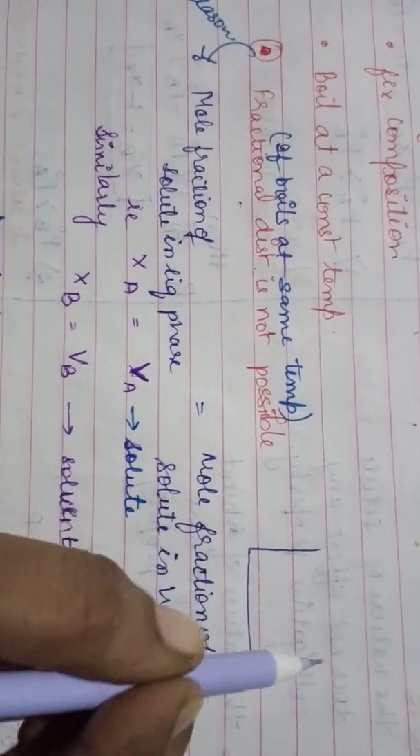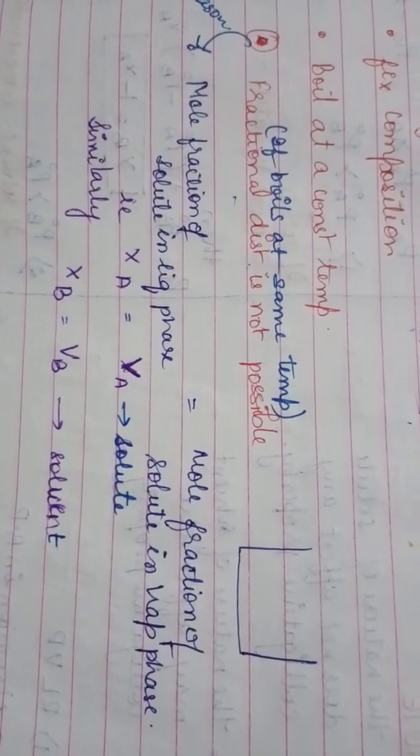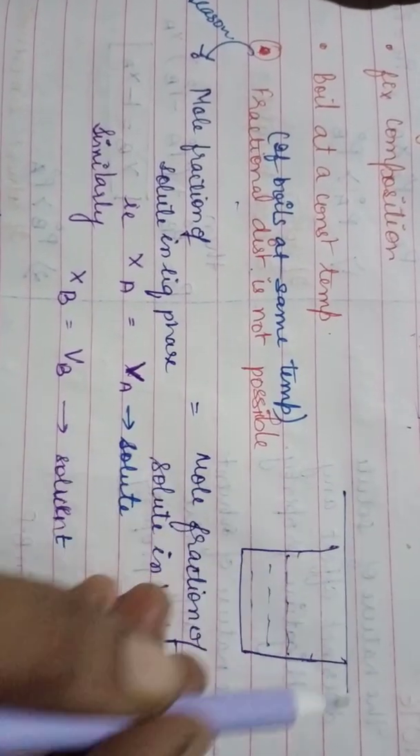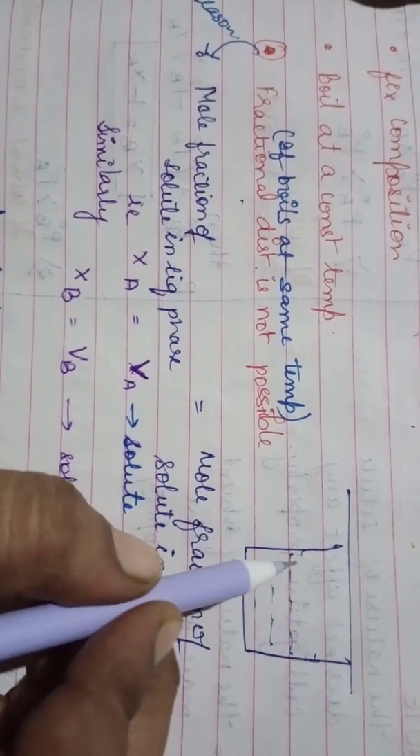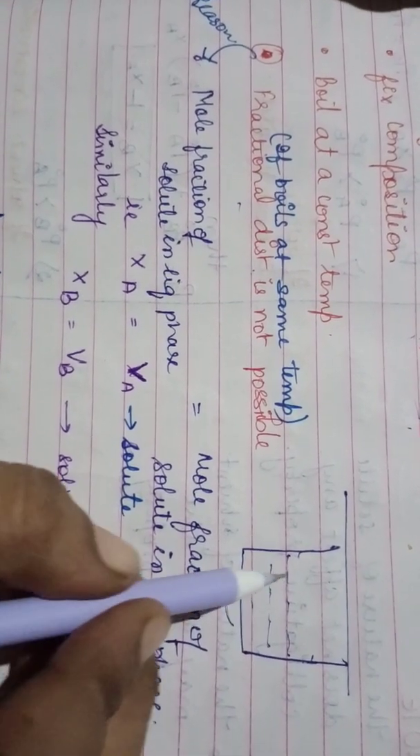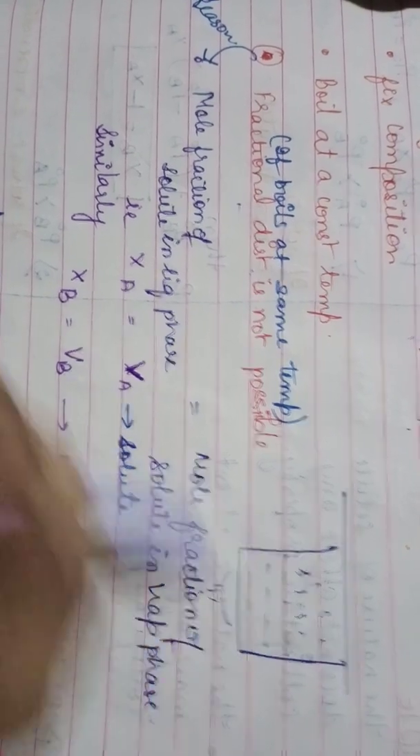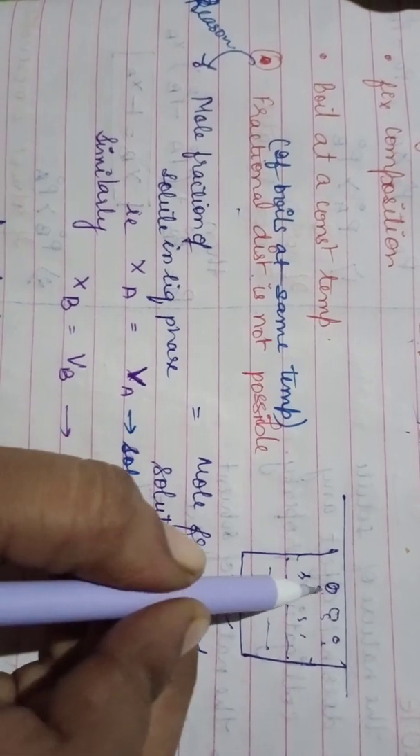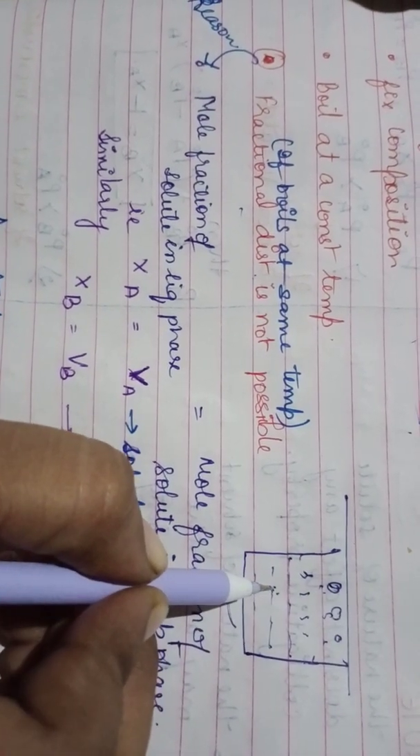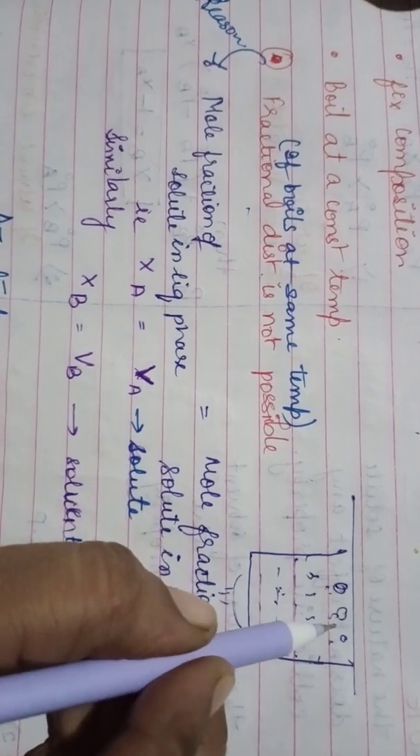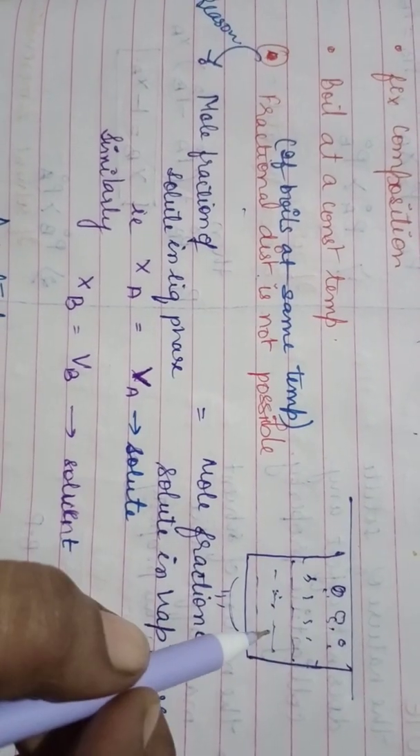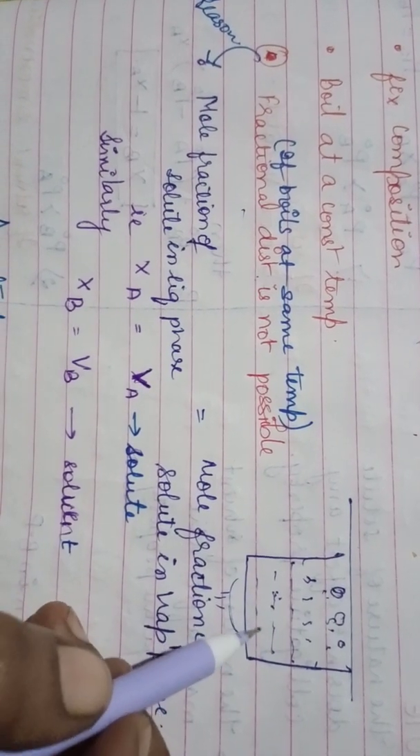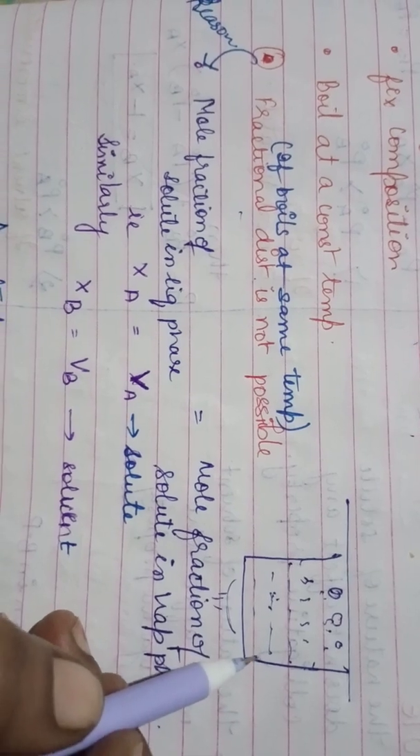For example, this is my container, containing the solution. If I close this container and heat the solution from below, the vapors will start rising. The mole fraction of these vapors is now equal to the mole fraction of the liquid phase. So the mole fraction of the liquid phase and the vapor phase become equal. Due to which the boiling point will be constant. Hence we cannot separate the two liquids which are mixed here.